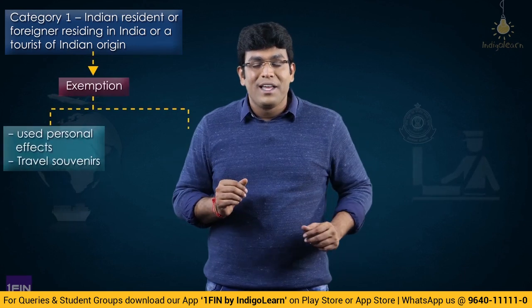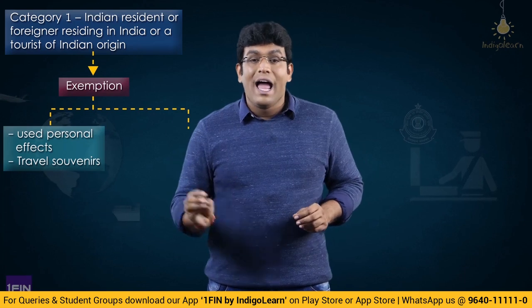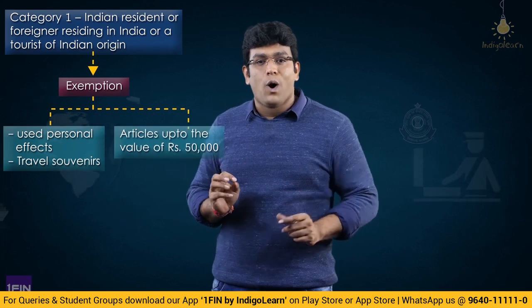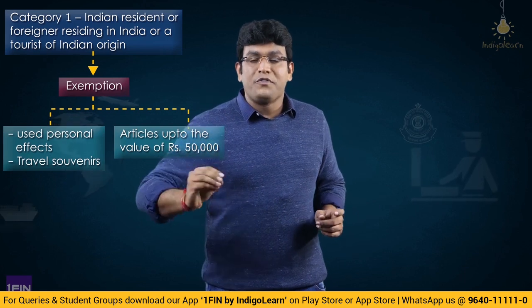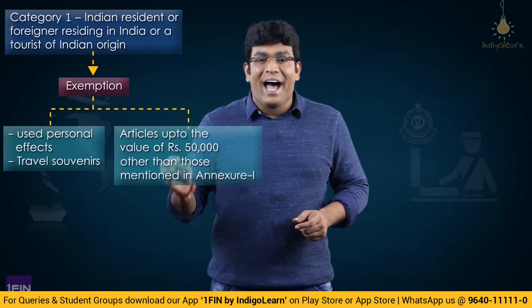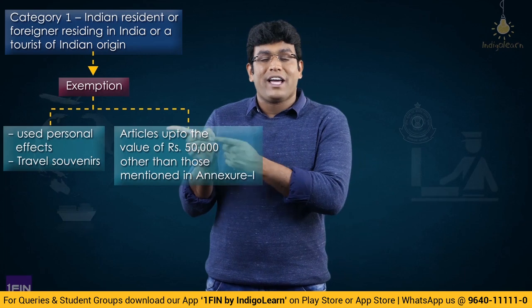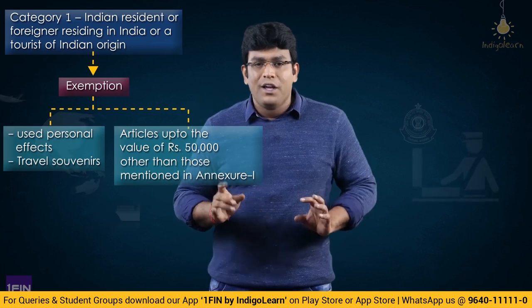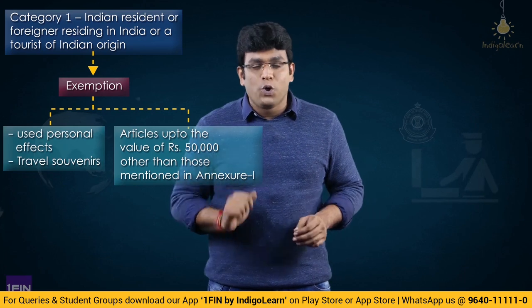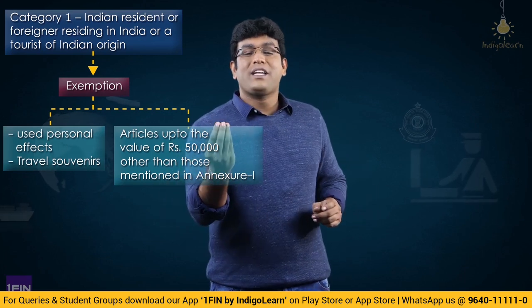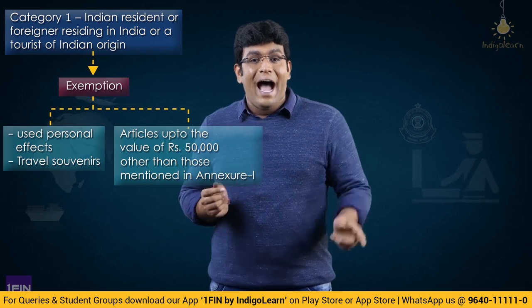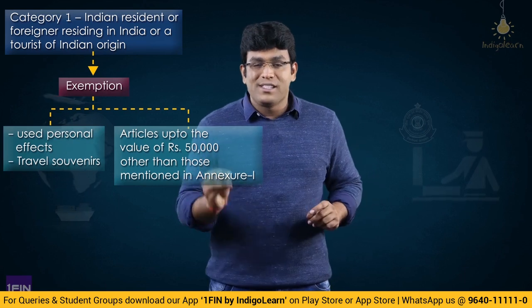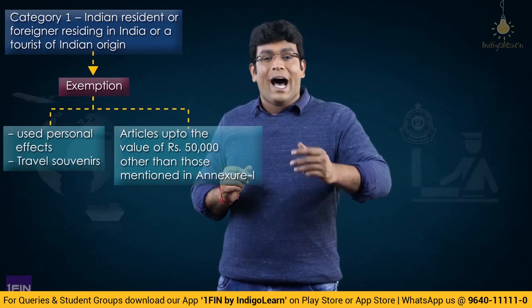For him, the exemption is basically for used personal effects and travel souvenirs, and also articles up to a value of 50,000 other than those mentioned in Annexure 1. So friends, I repeat one more time what I wrote there. Exemption is basically for, number one, used personal effects and travel souvenirs. Number two, articles up to a value of 50,000 other than those mentioned in Annexure 1. That means this 50,000 limit will not apply to Annexure 1 items.